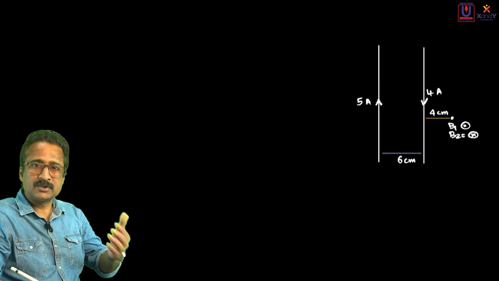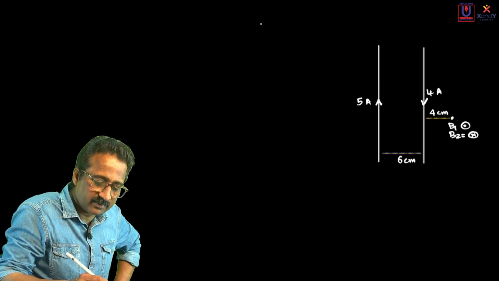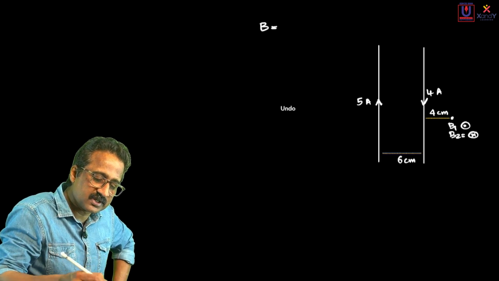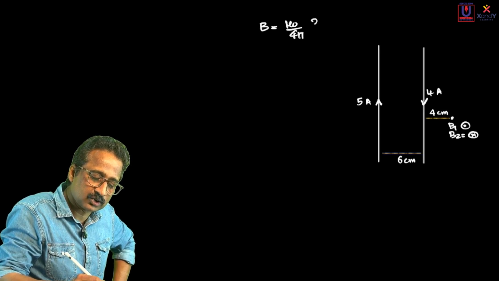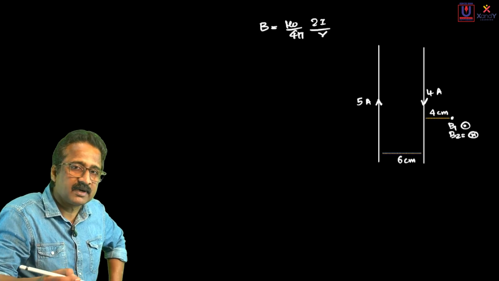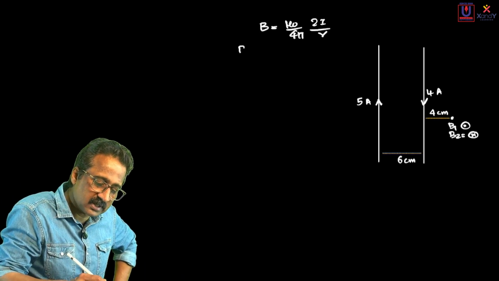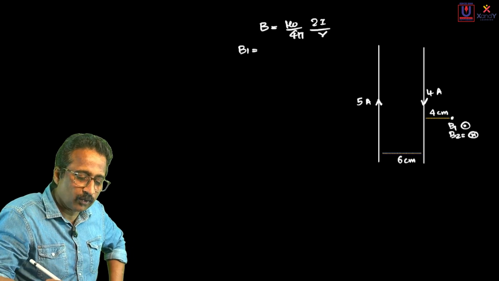Now the total field is going to be a vector sum of these two values. Simple as that. Okay, now let's recall that the equation for magnetic field produced by a straight conductor is equal to mu0 by 4 pi, that into 2I divided by r. And mu0 by 4 pi has a value of 10 raised to minus 7. Now let's find what is B1 first. Now B1 is supposed to be the magnetic field due to 4 ampere.